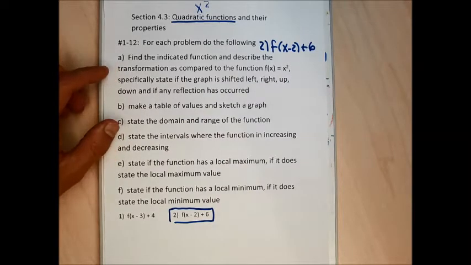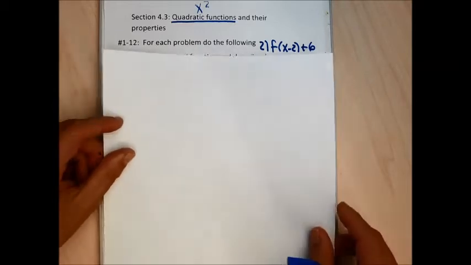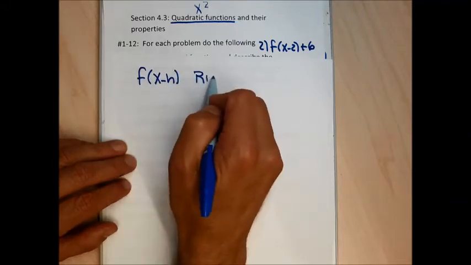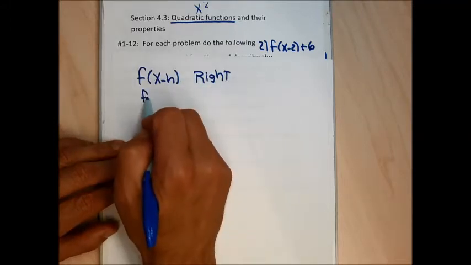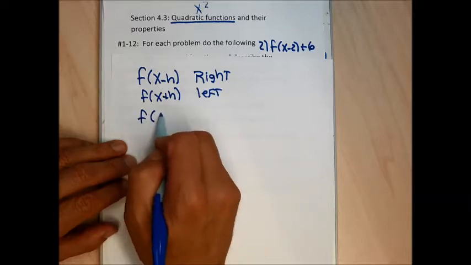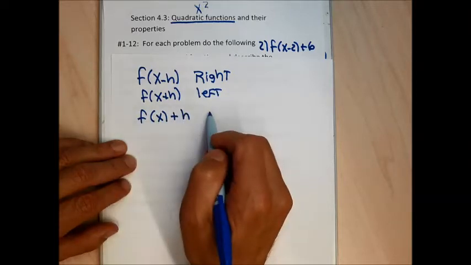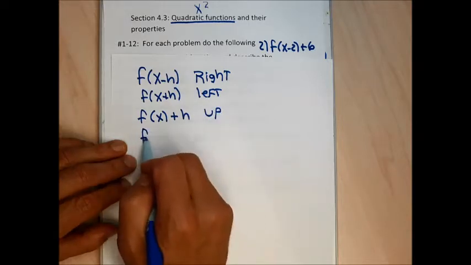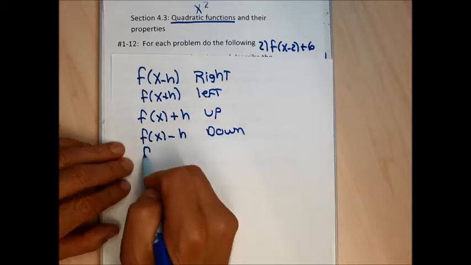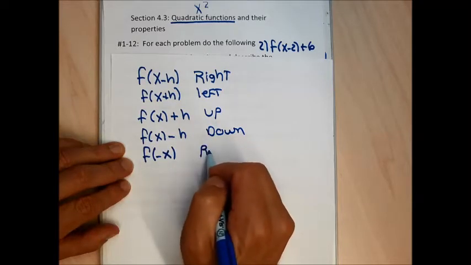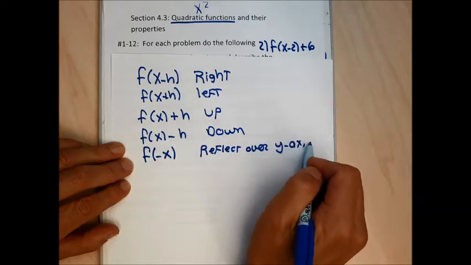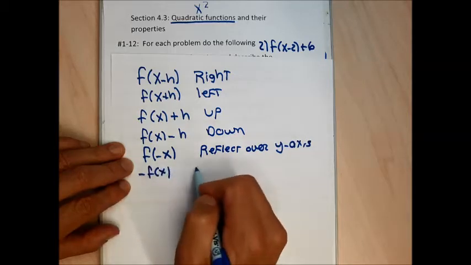This is fairly easy for me. I have to remember the lefts, rights, and ups and downs, just in case you forgot those. f of x minus some number inside the parentheses will shift a graph right. f of x plus some number inside the parentheses will shift a graph left. f of x plus some number after the function notation will move a graph up. f of x minus some number after the function notation will move the graph down. f of negative x reflects over the y-axis, and negative f of x reflects over the x-axis.